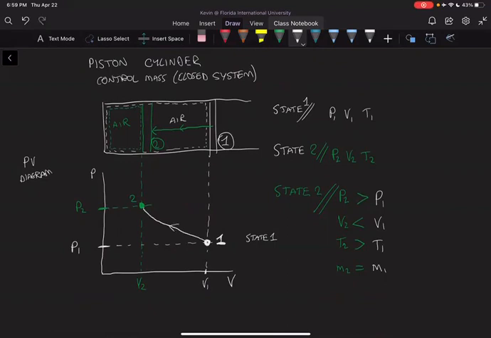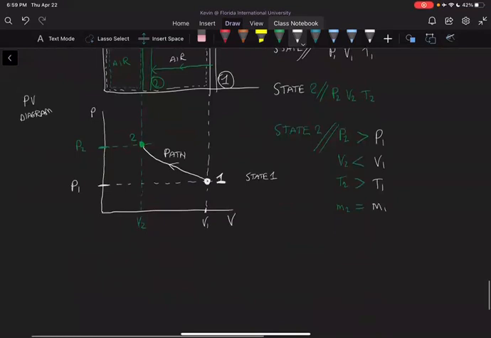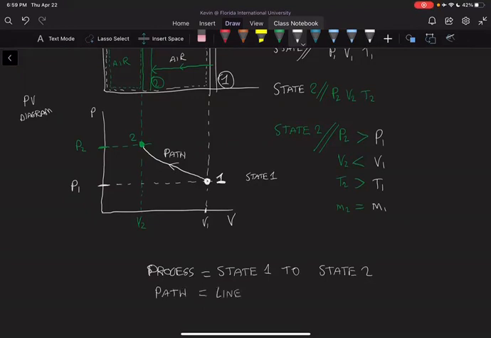And so I'm just going to erase this so it doesn't confuse at the end. But essentially, what we do get is a certain path on which state 1 goes to state 2. So we have a path to define the process. So the process is essentially the process going from state 1 to state 2. The path is the line in which it is achieved.